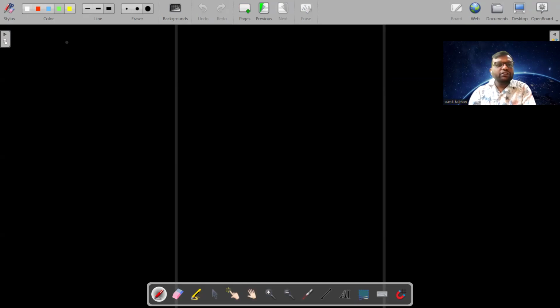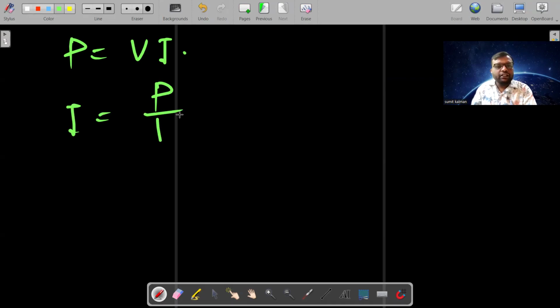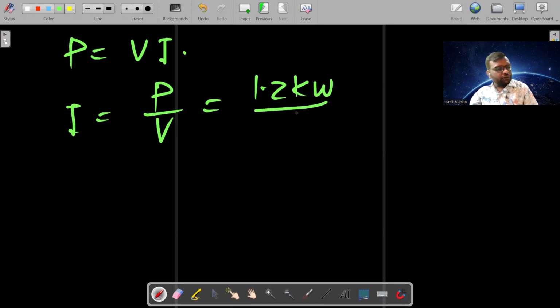So as we all know, power is equal to voltage into current. So current is equal to power upon voltage. And here, students, power is given 1.2 kilowatt. Voltage is how much? Yes, voltage is 240 volt.